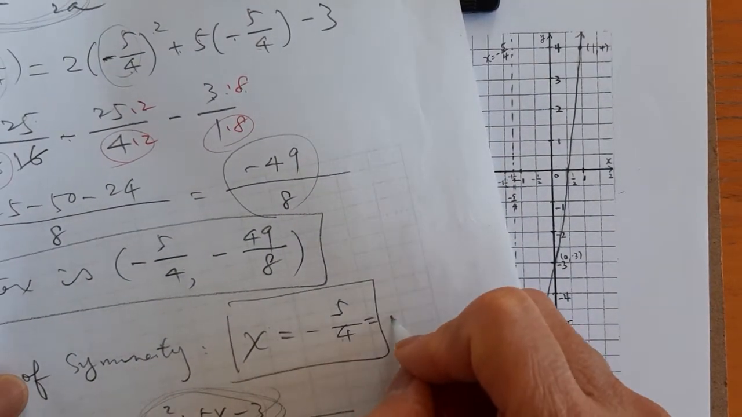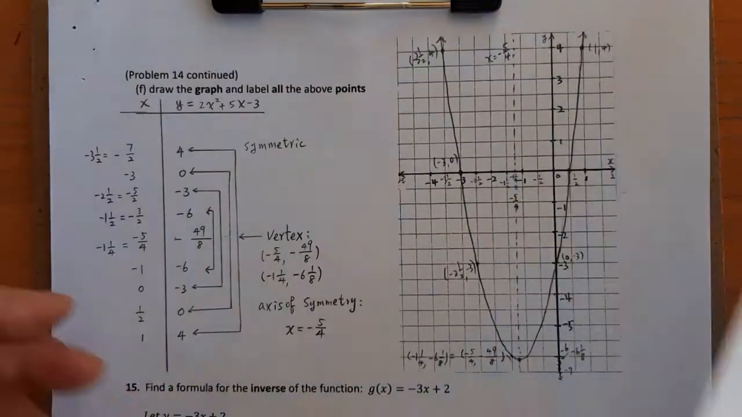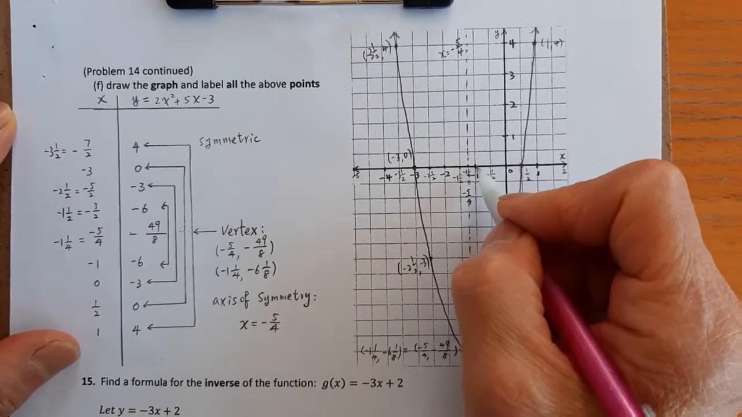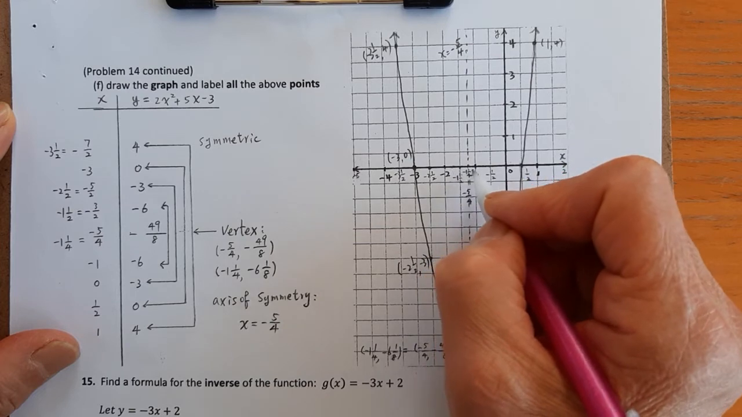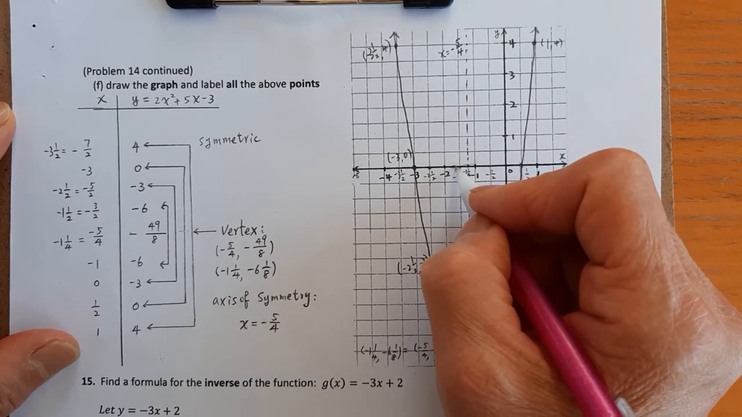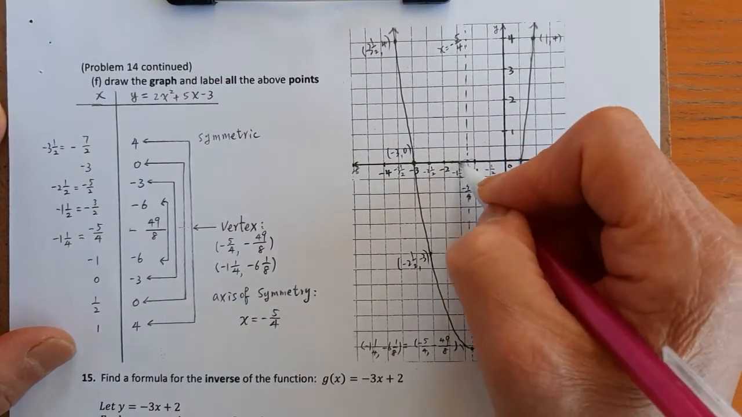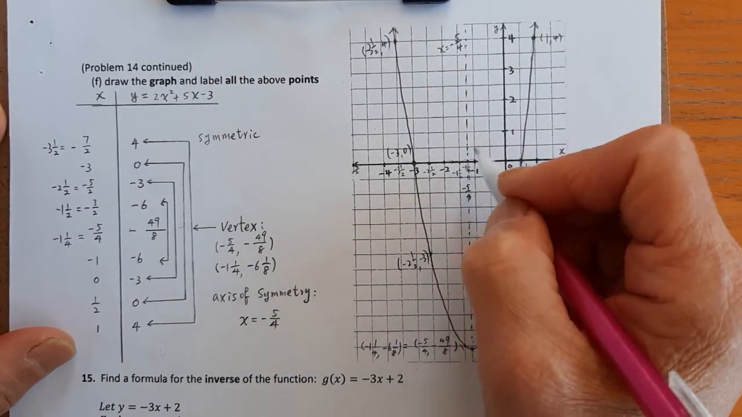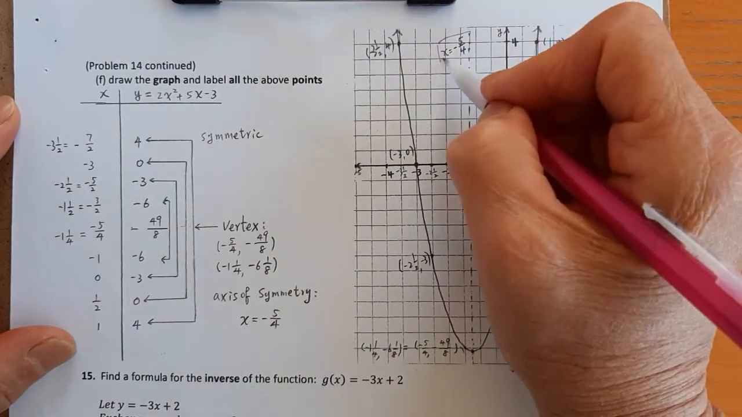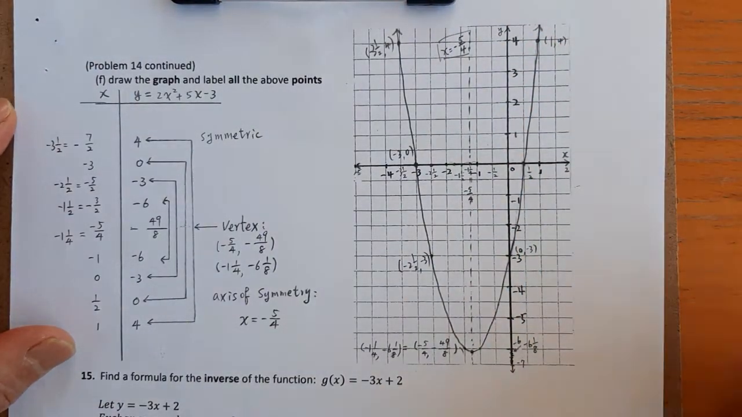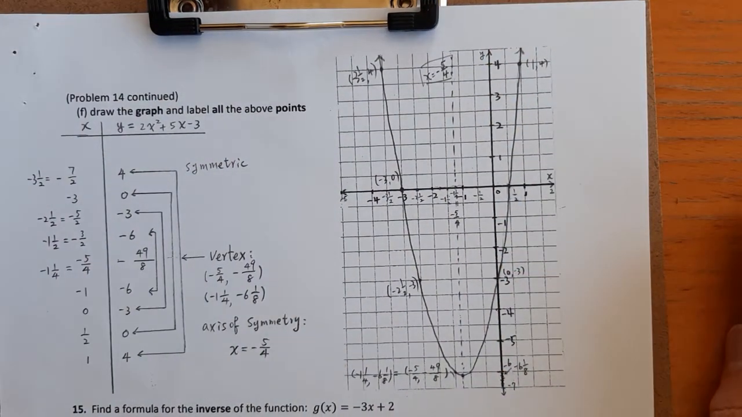5 divided by 4 is negative 1 and 1 quarter. So it's between negative 1 and negative 2. Partition into 1, 2, 3, 4 parts. And you go negative 1 and 1 quarter. This is 2 quarters, 3 quarters. Then draw a vertical line. This is x equals negative 5 over 4, negative 5 quarters. This we call the axis of symmetry.